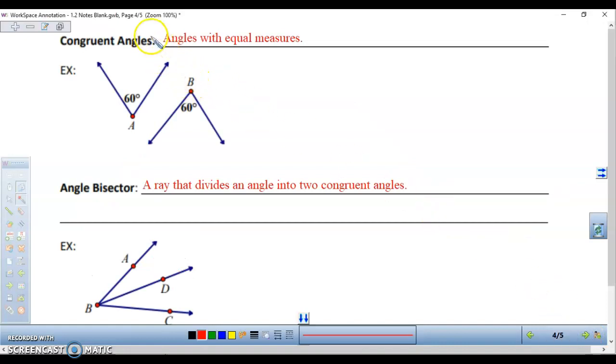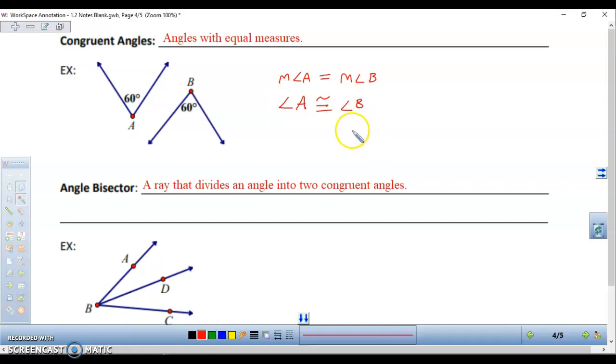All right, next, congruent angles. Congruent angles are angles that have equal measures. Look, these two angles, they both have a 60-degree measure, so they are congruent. So I could say either one of these is true, that the measure of angle A is equal to the measure of angle B, and because of that, if angles have equal measures, it means they're congruent, then I can say angle A is congruent to angle B.